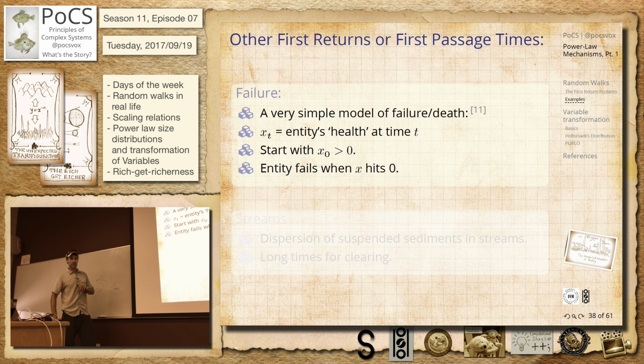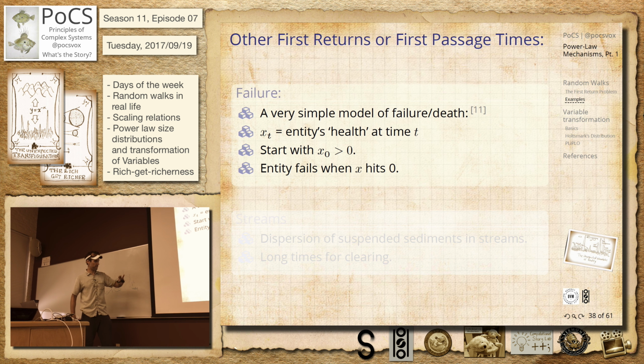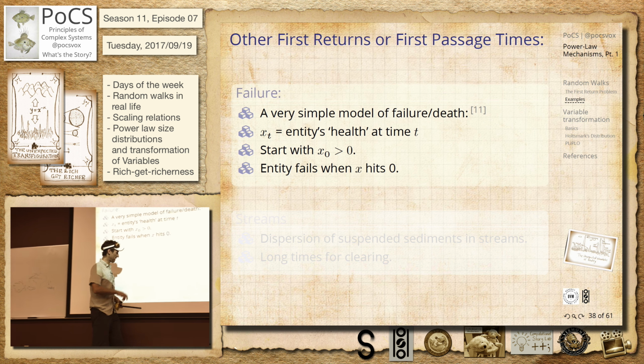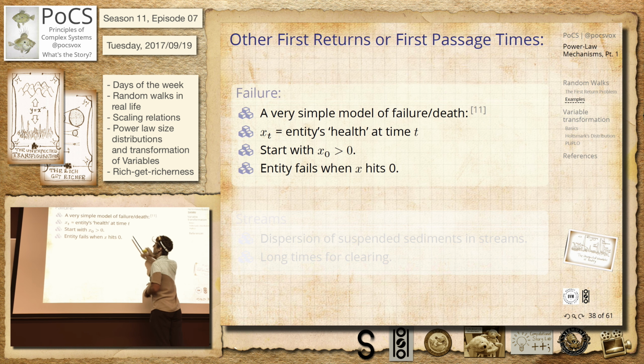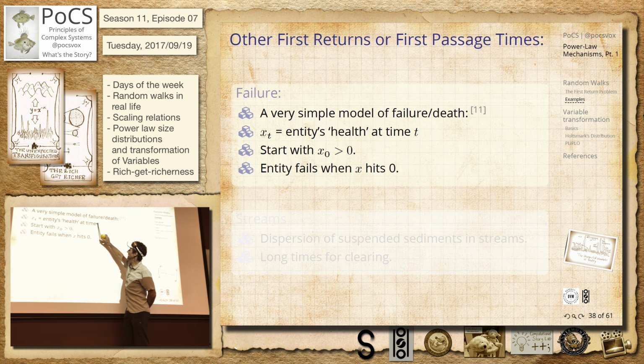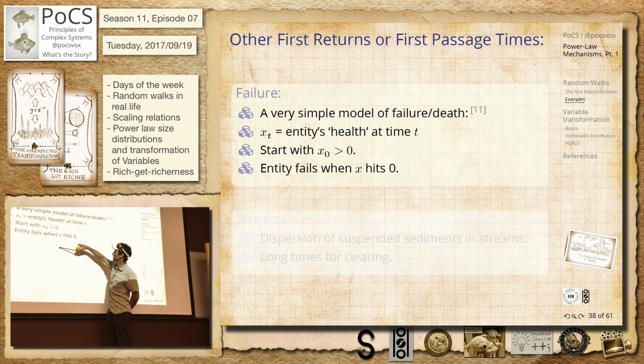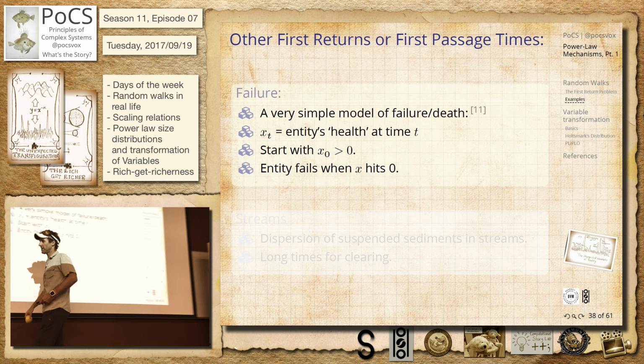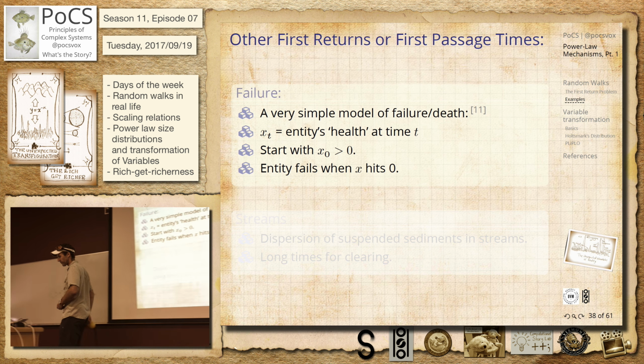Good. Just a couple of other examples before we finish this up. So this is random walks, right? You could say this is the vitality of something. It could be the money in your bank account, you're gambling, right? We've talked about that. But this is the health of some entity, and maybe it starts above zero. And then it fails when it hits zero. So that's what you would call a first passage time. It's a bit different to first return, but that has the same sort of scaling.